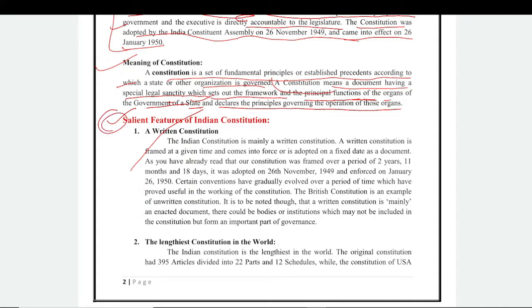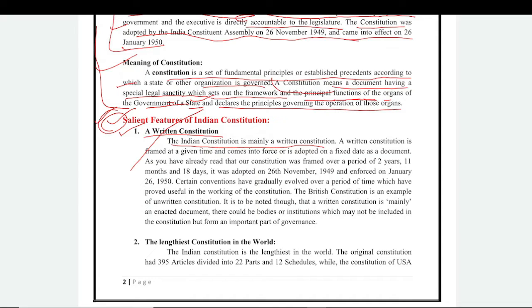Here the main answer starts. From this, here is the introduction of the Indian Constitution. In these salient features, we write point-wise. The first point is that the Constitution is a written document. The Indian Constitution is mainly a written document.